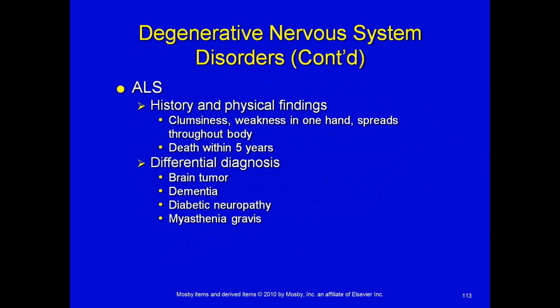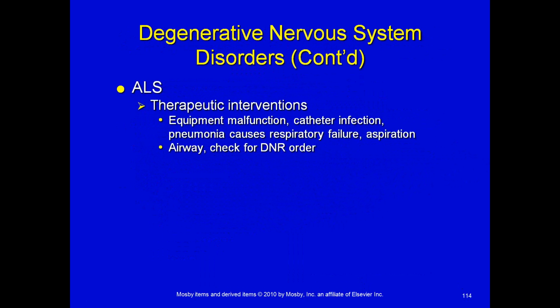Diabetic neuropathy occurs in diabetics, particularly with high blood sugar levels. The constant high blood sugar levels destroy the nerves in the hands and the feet, and then begin to affect circulation as well. So initially it might be mistaken for ALS. And myasthenia gravis is another nerve muscle wasting disease.